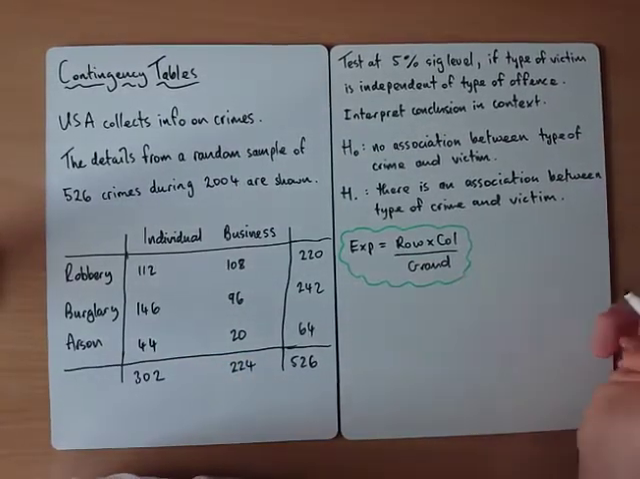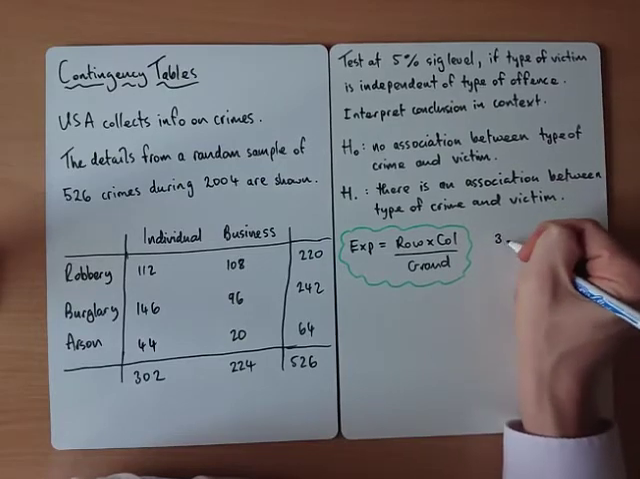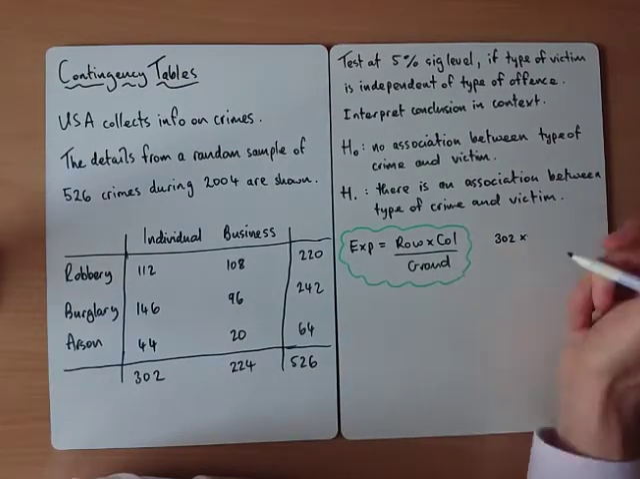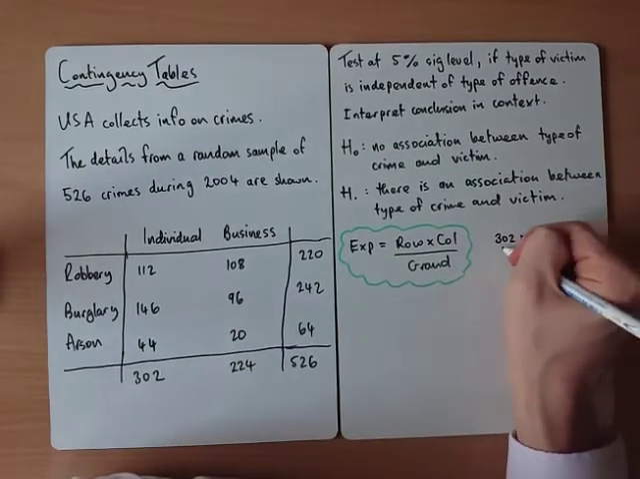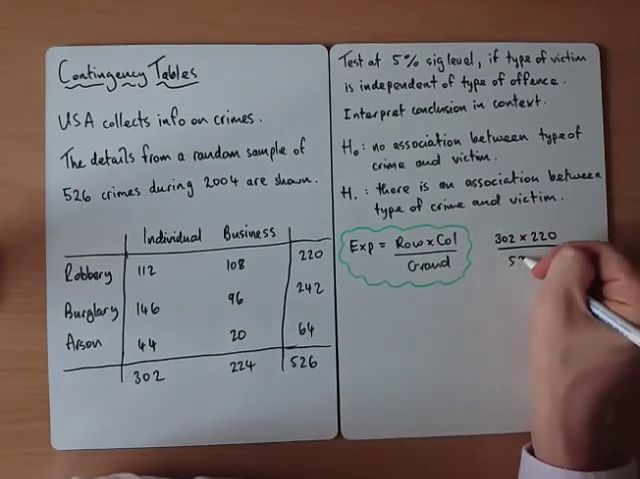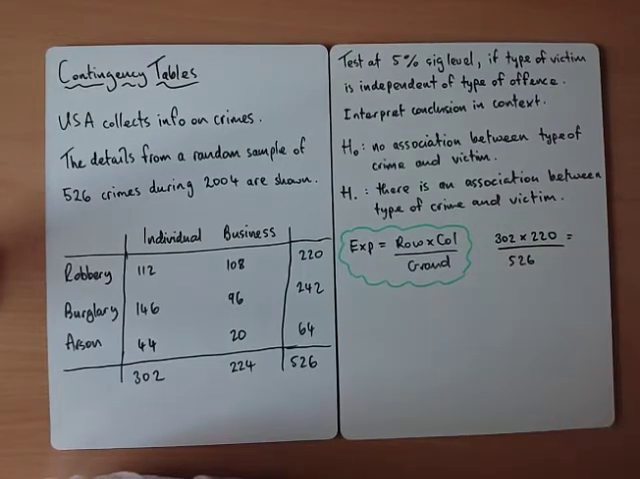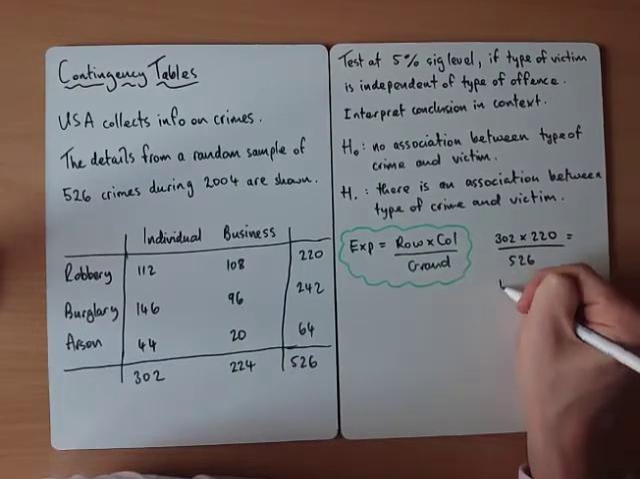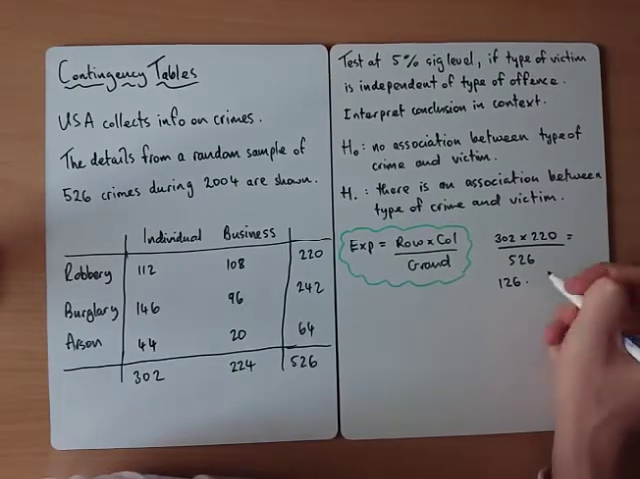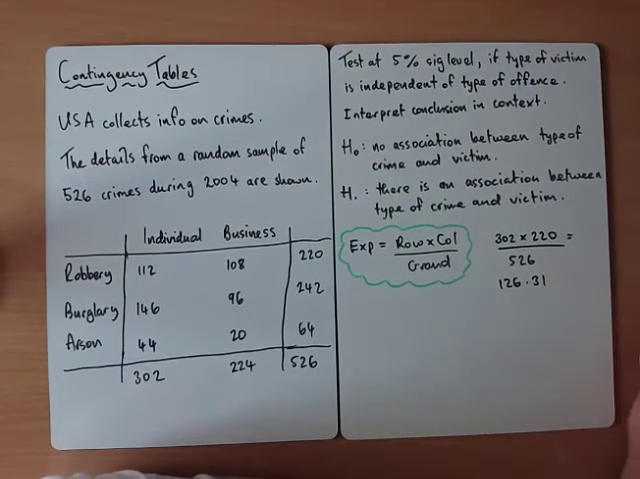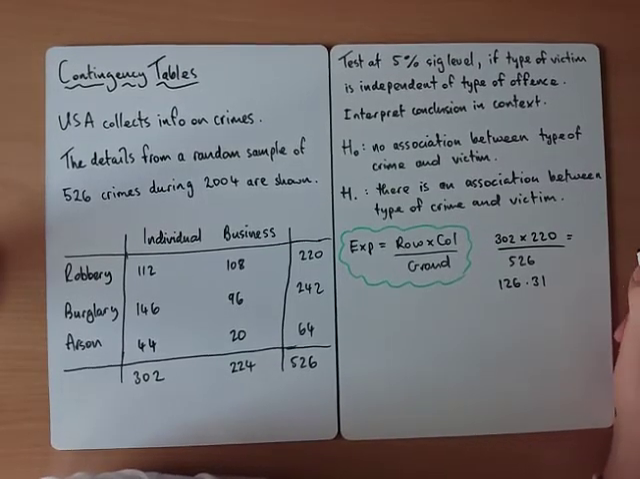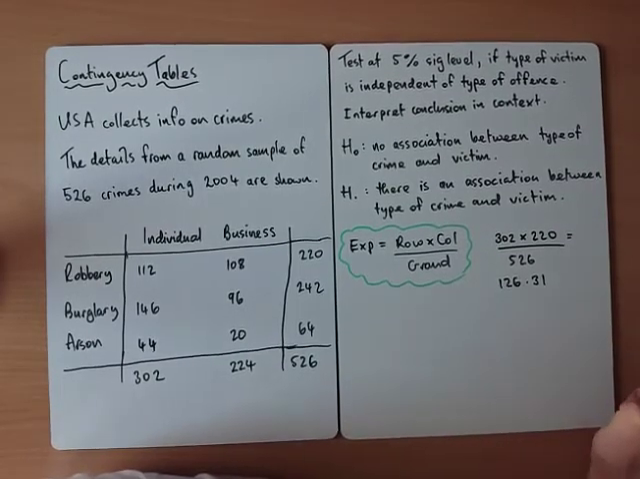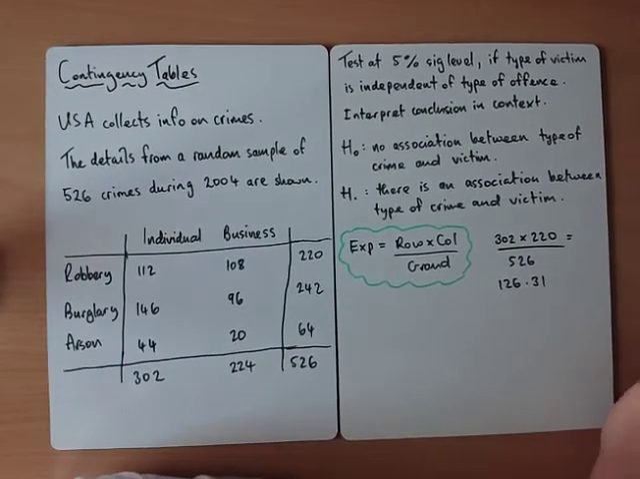Show this calculation, okay? So 302 times by 220 divided by 526, and that's 126.3. Obviously we're working with decimals now. We don't want to round too much here because we've got to be careful. We need to be accurate with our answer. If we use like 5 significant figures, that should be fine. Okay, so 126.31, that'll be okay.